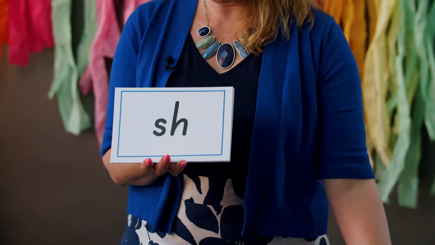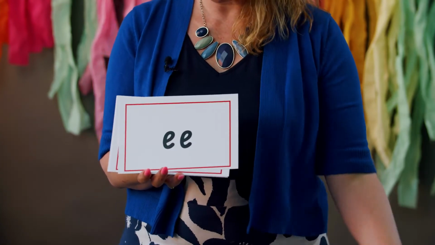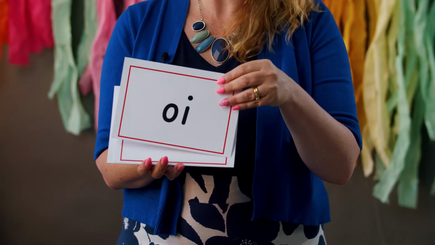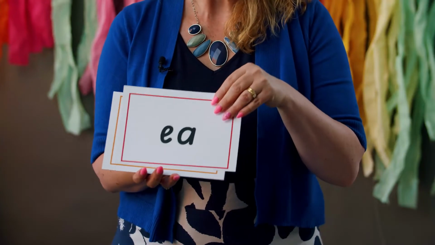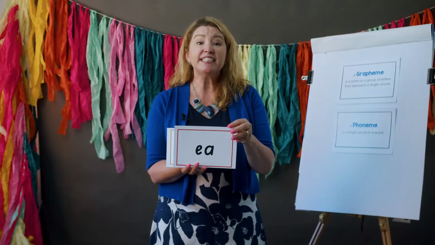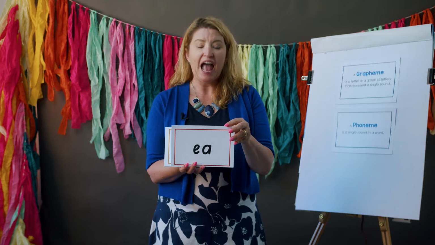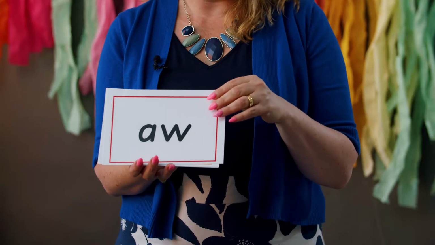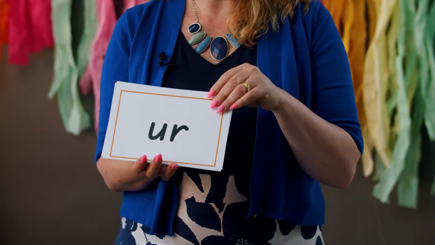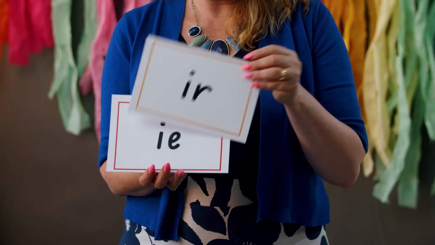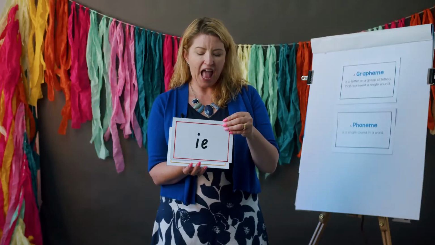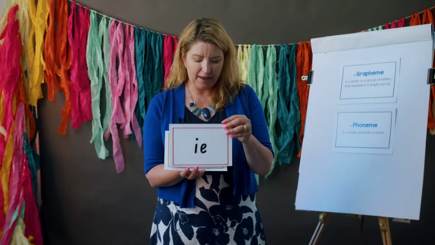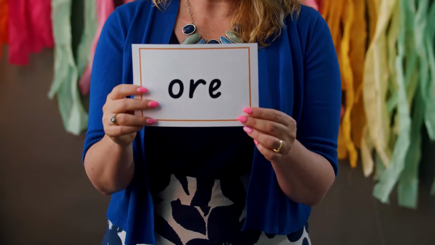First choice for spelling. Sh. E as in feet. Oi, middle of a word. Three sounds. E as in eat, E as in bread, A as in break. Or. I and E. E as in peace, I as in pie. And the last one, O-R-E making or.